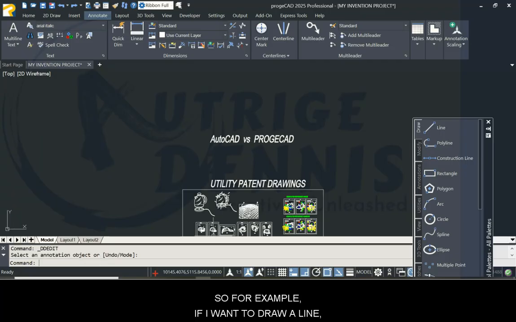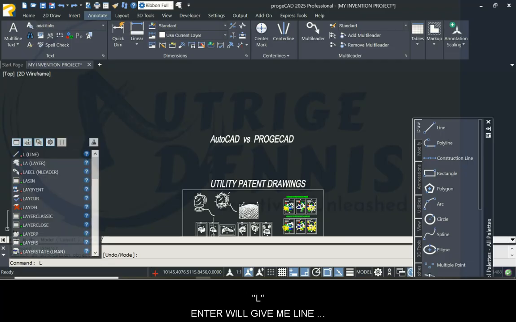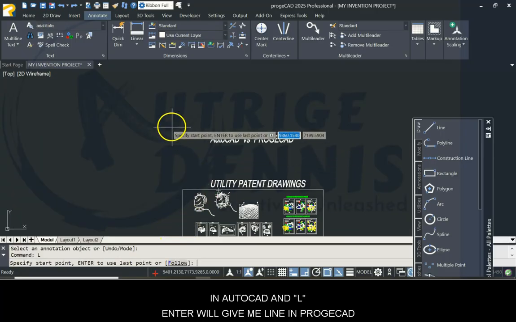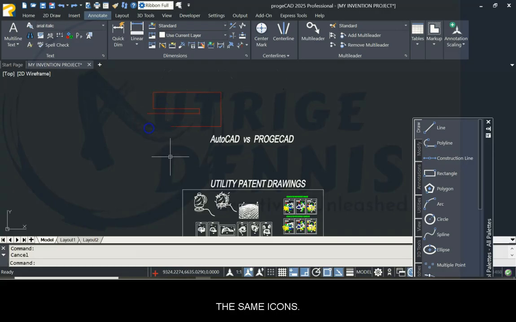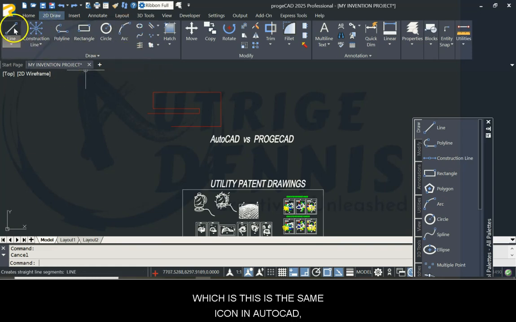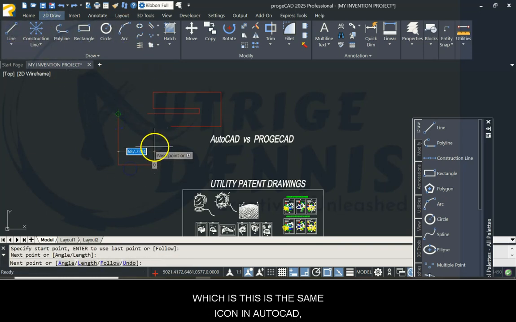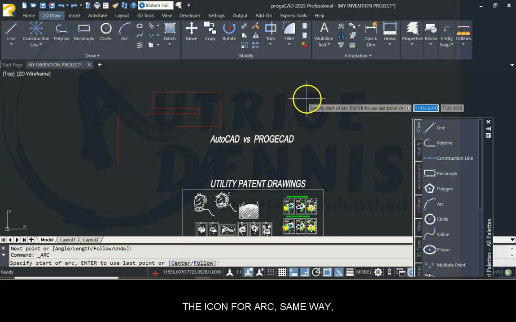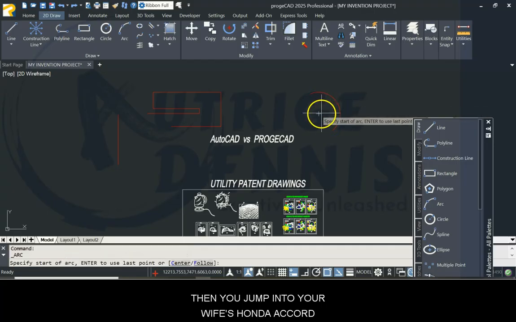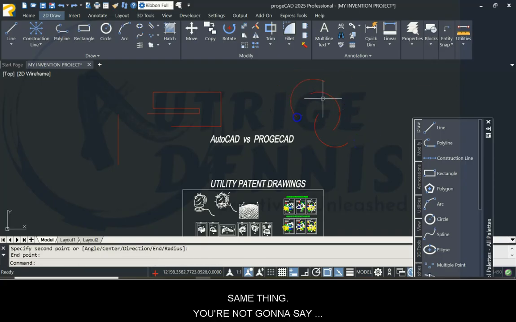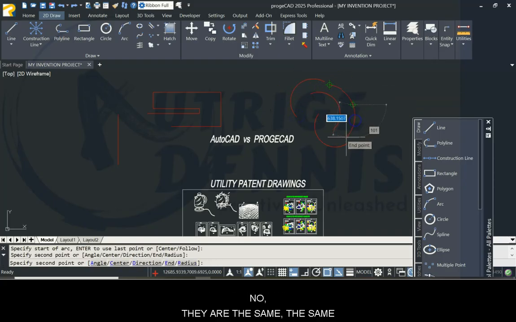The same command is the same command in AutoCAD. For example, if I want to draw a line, L, enter, will give me a line in AutoCAD, and L, enter, will give me a line in ProgeCAD. The same icons. The icon for line is the same icon in AutoCAD. The icon for arc, same way. It's like you're driving a Toyota Camry and then you jump into your wife's Honda Accord. Same thing. You're not going to say, wow, what a strange car is this? No, they are the same.